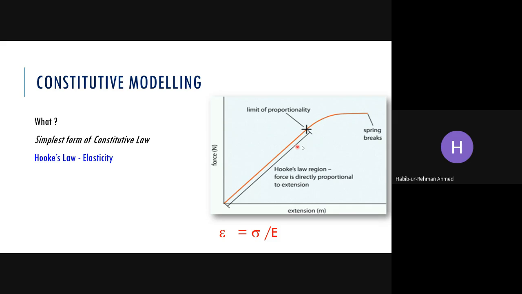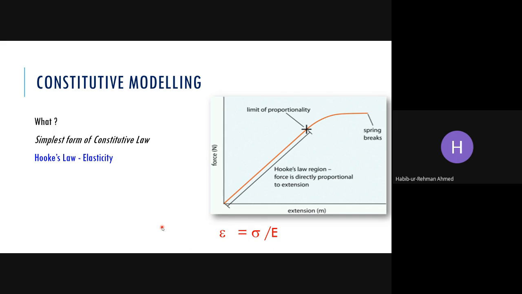And in Hooke's law, once you unload the material, it comes back to its original position. So irrespective of the number of times you stretch the material, it will have zero permanent settlement in it. So this is the simplest form of the constitutive law. Okay, and I'm sure all of you must be well aware of it.